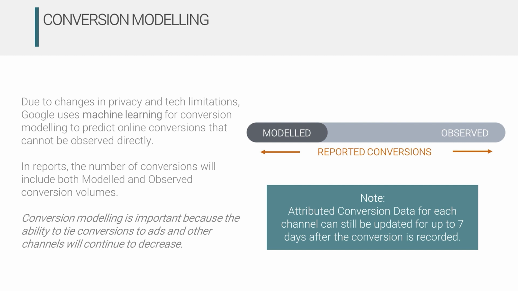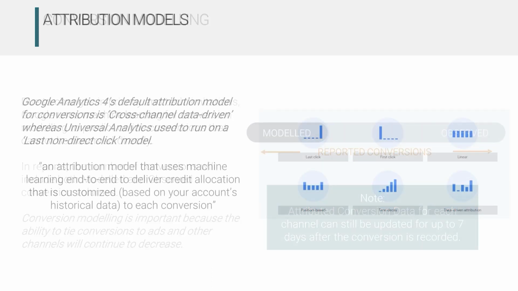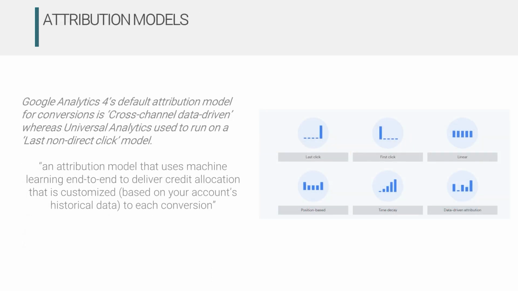And then there's one thing to note, that all of this attributed conversion data for each channel can still be updated up to 7 days after the conversion has been recorded. So it's quite important that if we're doing some short-term analysis, you need to take those things into consideration. And the last thing that's probably worth noting before we look into these reports is the difference in attribution models.